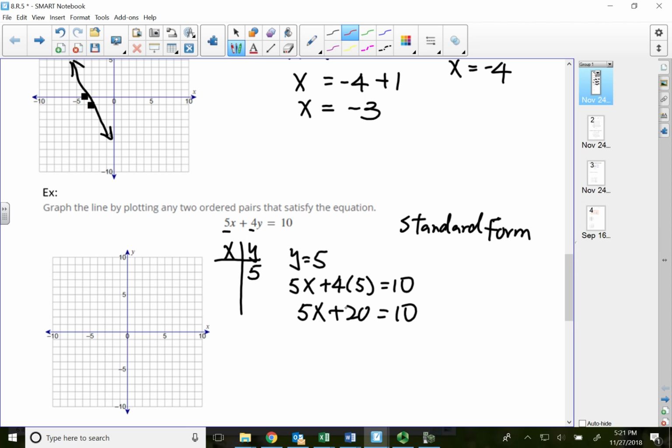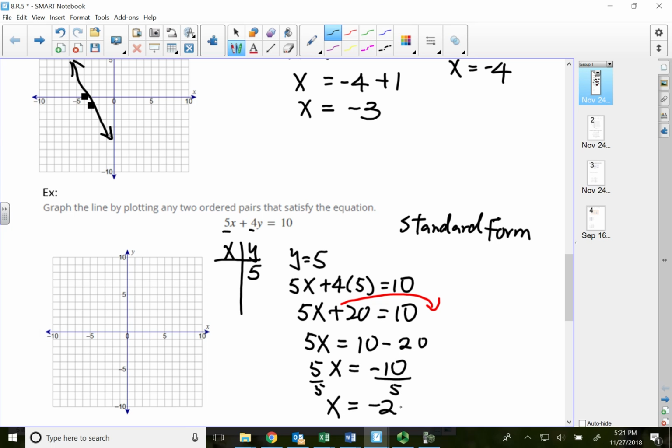All right, my 5x is positive, so I move my 20 over. So that should give me 5x equals positive 10, still positive 10. Positive 20 comes to the right side, becomes negative. So 10 minus 20, so that will be 5x equal to negative 10. Divide both sides by 5. So this is the reason why I want to pick anything divisible by 5 here, because at the last step, my x turned out to be negative 2. All right, so that's 1 point.